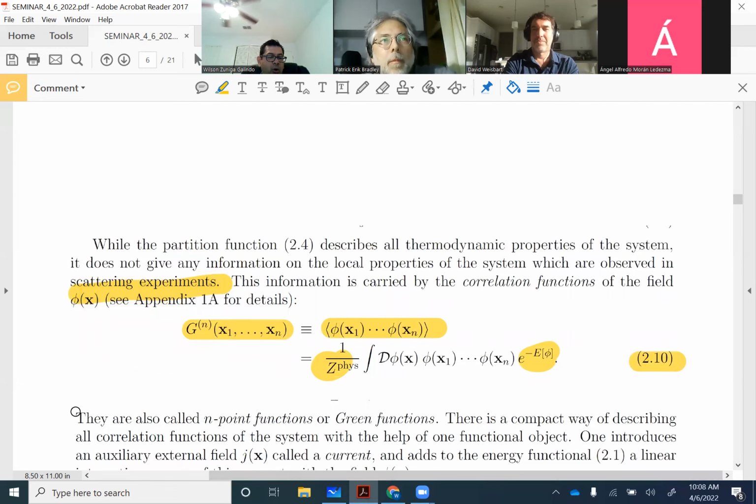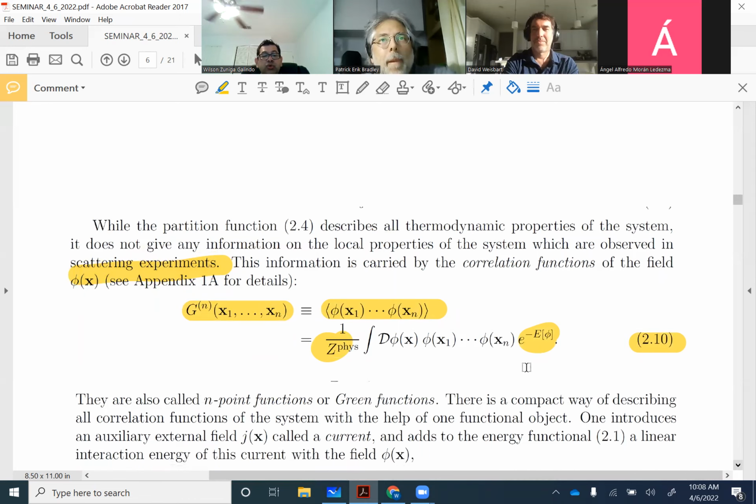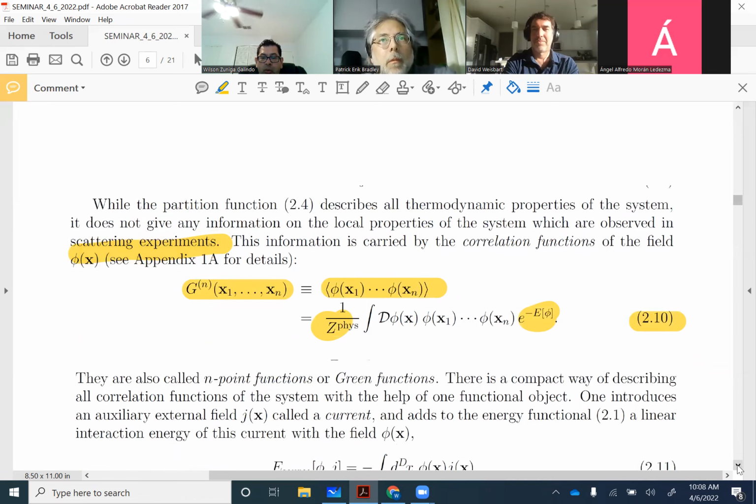These functions are also called endpoint Green functions. Now, the next goal is to describe or to compute these functions. There is a compact way of describing all the correlation functions of the system with the help of one functional object. One introduces an auxiliary field, J, called a current, and adds to the energy functional a linear interaction energy of this current with the field.